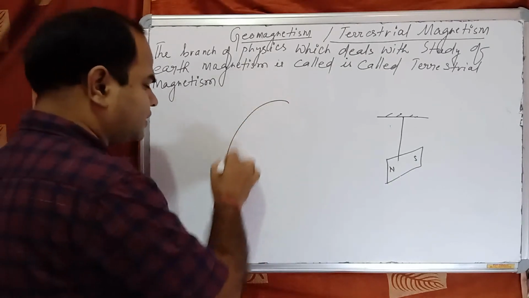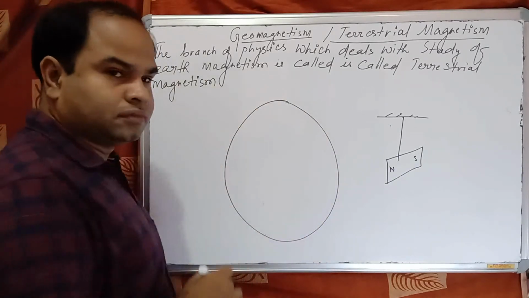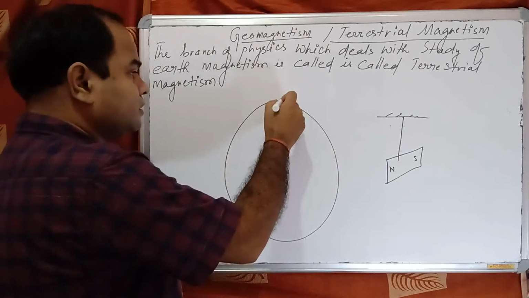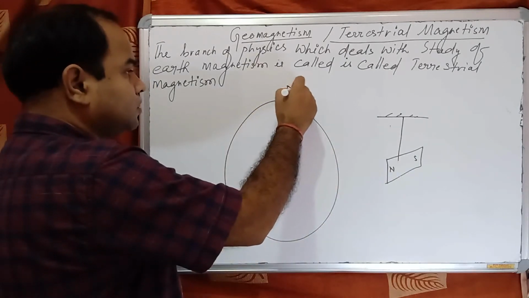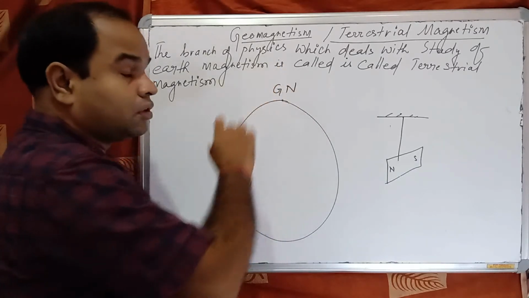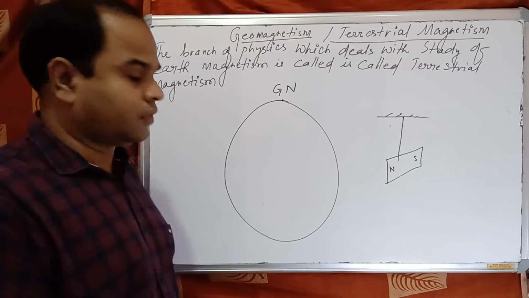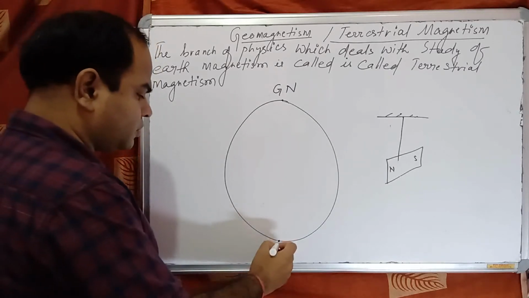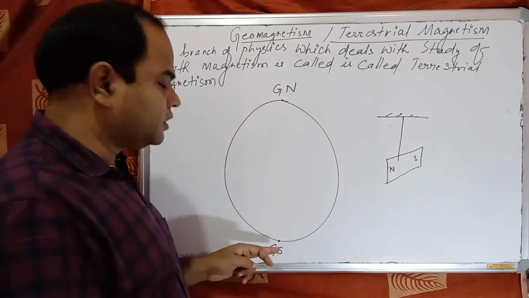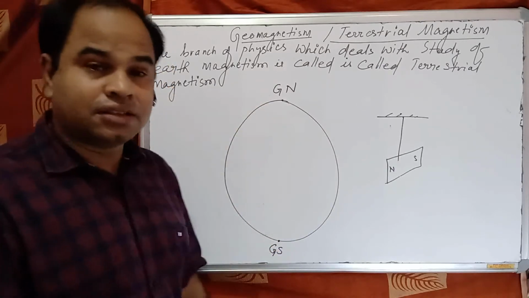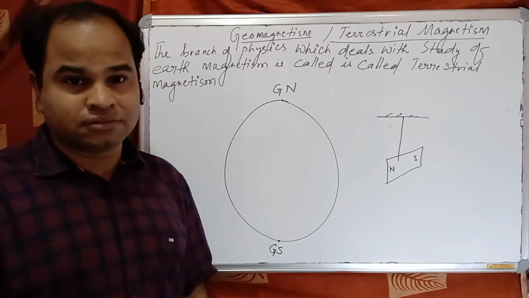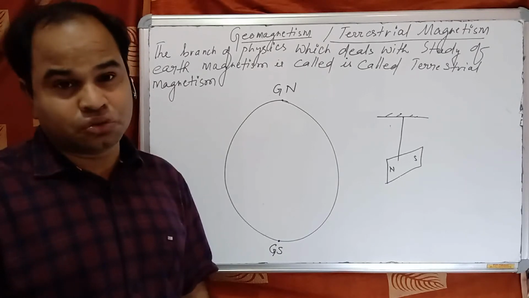When you consider the earth, as per the geometry of this earth, this position is called geometrical north. Similarly, this position is geometrical south. Geometrical north, geometrical south. Earth itself is a huge magnet.